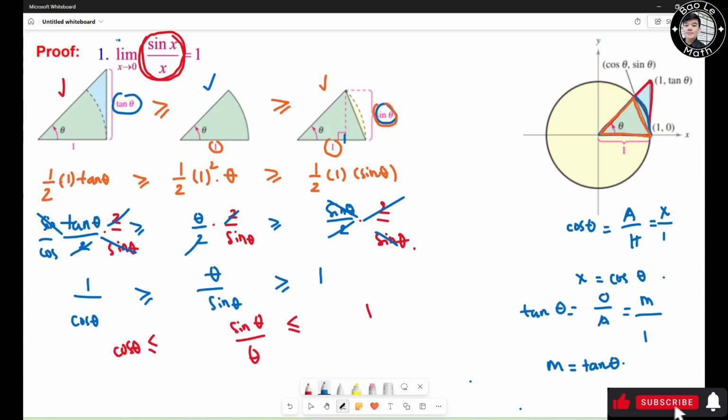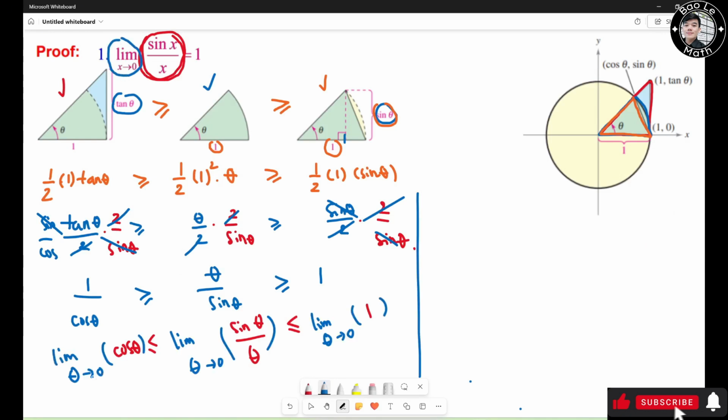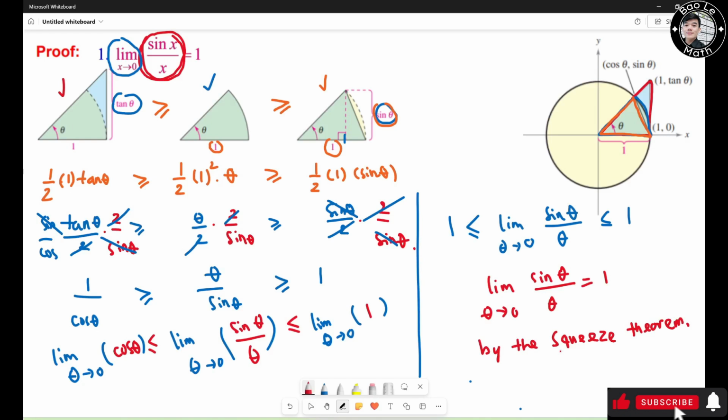Now I need to take the limit of all 3 sides when theta approaches 0. When theta approaches 0, cosine theta approaches 1. So I have 1 less than or equal to the limit of sine theta over theta as theta approaches 0, less than or equal to 1, because this one is a constant. So the limit of sine theta over theta as theta approaches 0 equals 1 by the squeeze theorem. And this finishes the proof.